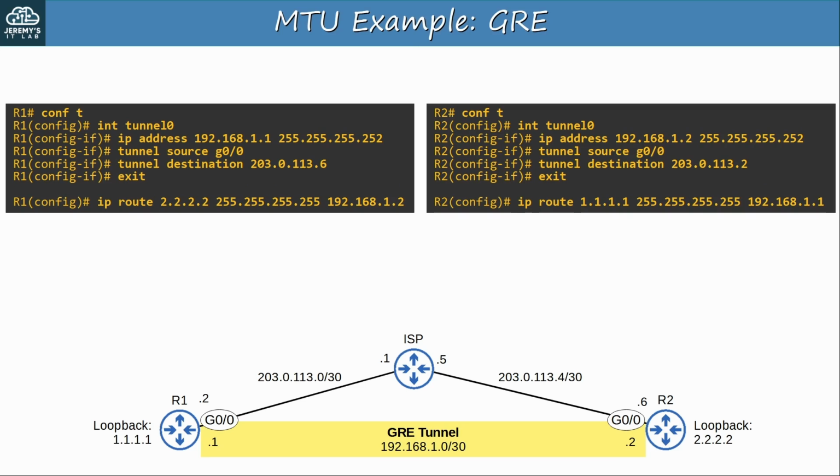Then the same on R2. Create the tunnel interface, configure the IP, tunnel source, and tunnel destination, and then a route to R1's loopback with R1's tunnel interface IP as the next hop. So, now the tunnel is ready, and R1 and R2 will use the tunnel to reach each other's loopback interfaces. Again, feel free to pause the video if you want to examine these configurations.